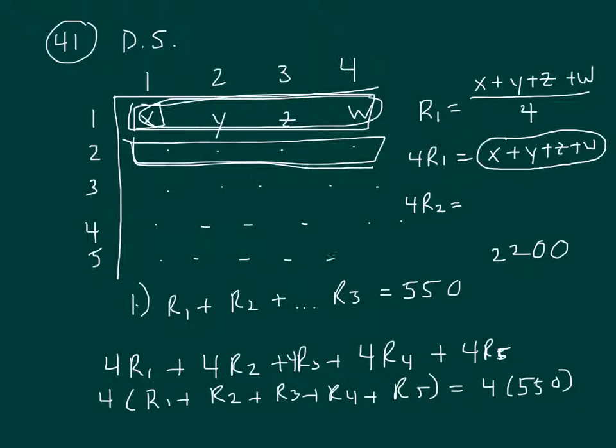And how many cells are in there? 20. So if I took 2200 and divided by 20, I would get the average of all 20 amounts, which is what I'm trying to find. So clue 1 works.